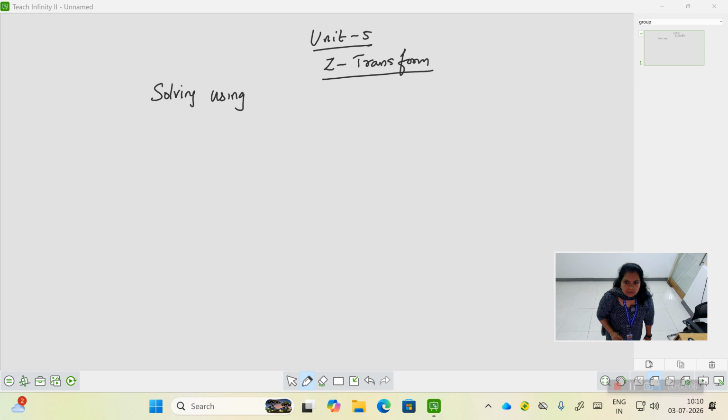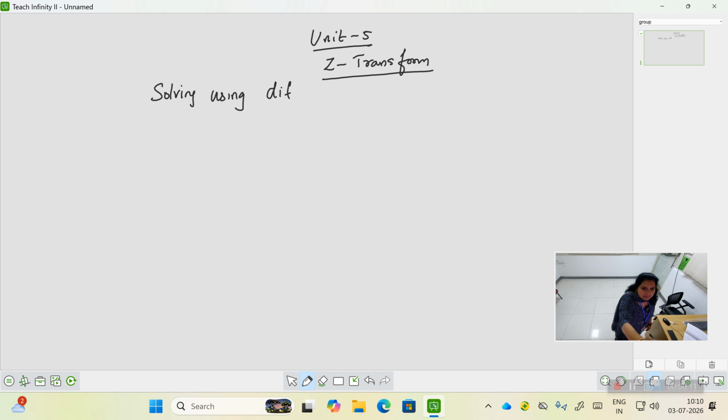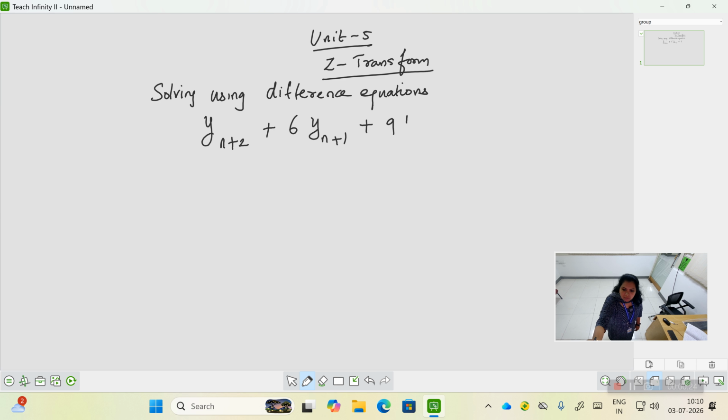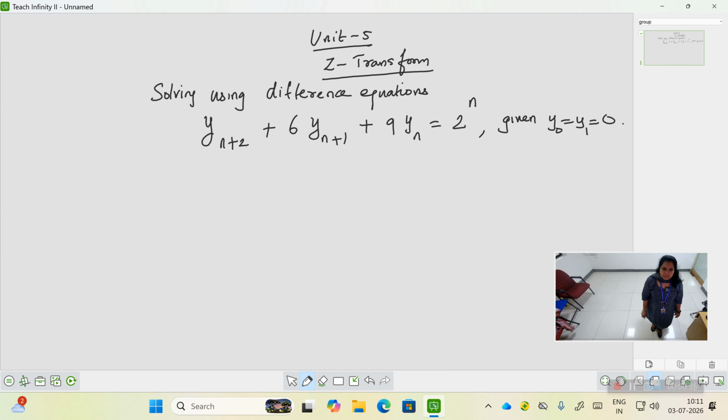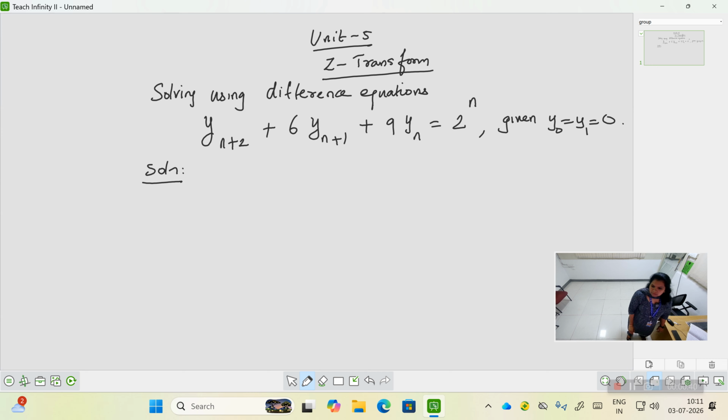My topic today is Z transform, solving using difference equation. y(n+2) + 6y(n+1) + 9y(n) = 2^n, given y(0) and y(1) are 0. So how to solve this? Take the problem as equation number 1.